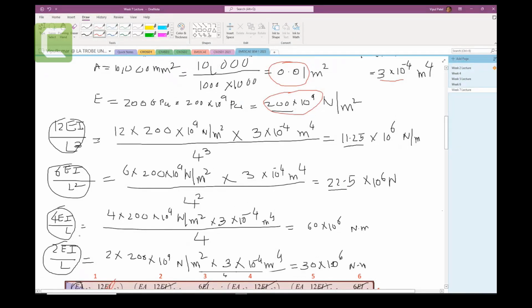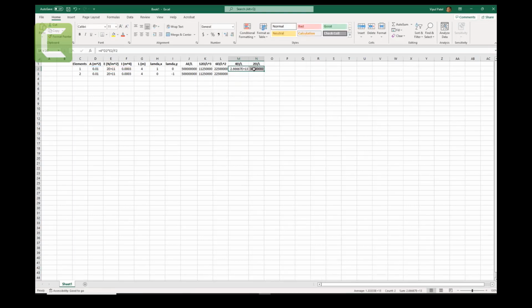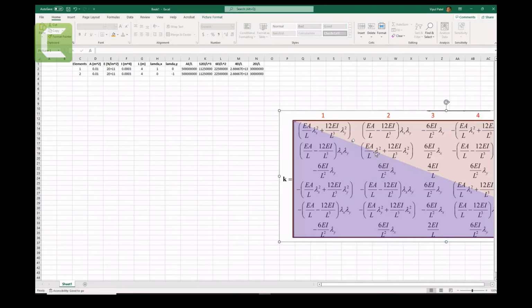Then 4 EI on L and 2 EI on L. So 2 times E times I divided by length. We can just have the same thing, but we will have 4 here. And we just scroll it down. So to get this one here and this one here. This one looks good. Now we can get this big guy here.